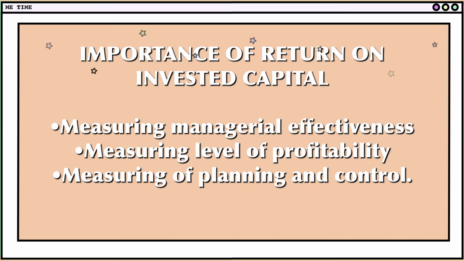We use return on invested capital in several areas of our analysis. First, measuring managerial effectiveness. Second, measuring level of profitability. And last, measuring of planning and control. First, measuring managerial effectiveness. Management is responsible for a company's business activities. It makes financing, investing, and operating decisions. It selects actions, plans strategies, and executes plans.